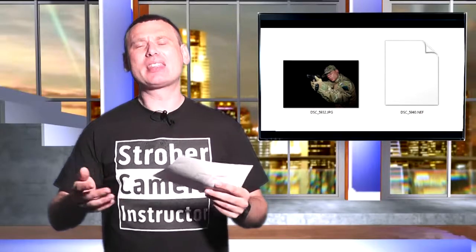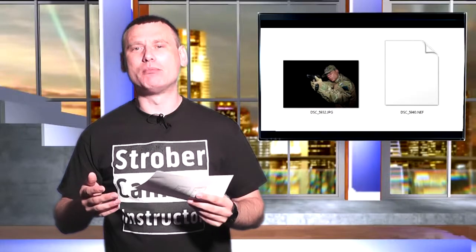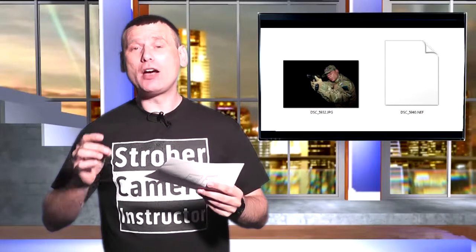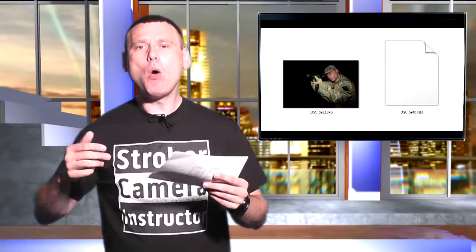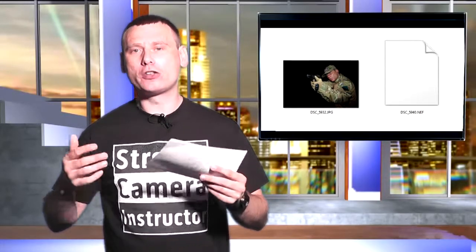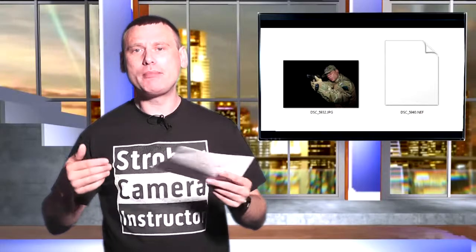So let's say hypothetically you're shooting your camera with a 16 gigabyte memory card. That means the RAW file format is going to give you fewer photographs for your memory card. However, the JPEG format is going to give you more photographs for your DSLR's memory card.